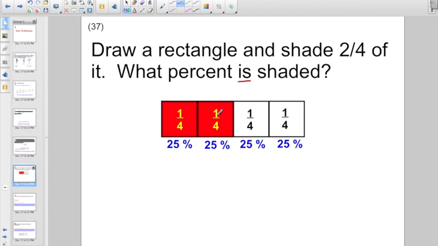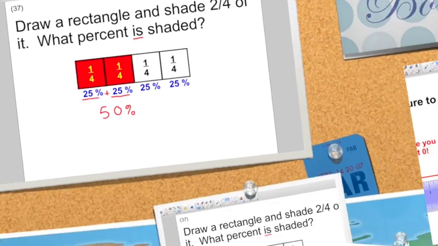So on your fraction pieces, you should know that each fourth is 25%. So this first fourth here is 25%, and this other shaded fourth is 25%. Well, 25% plus 25%, that's got to give you 50%. That's shaded, right? Not too tough if you use your fraction pieces.